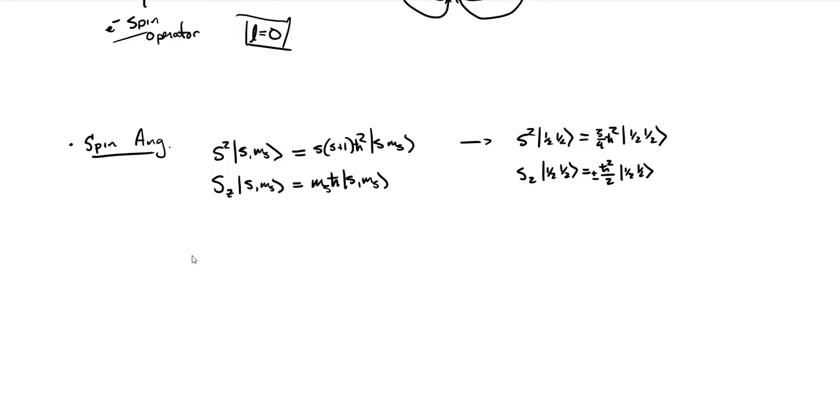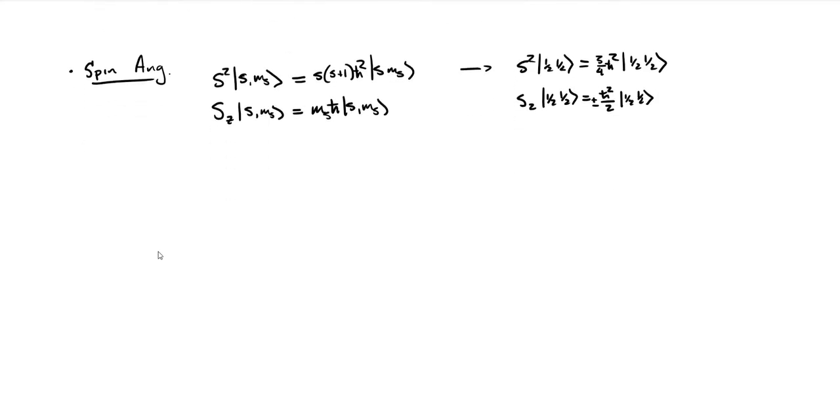This spin angular momentum was an intrinsic property of the electrons and particles we were looking at. The other type, when we got to the hydrogen atom, we also looked at orbital angular momentum.